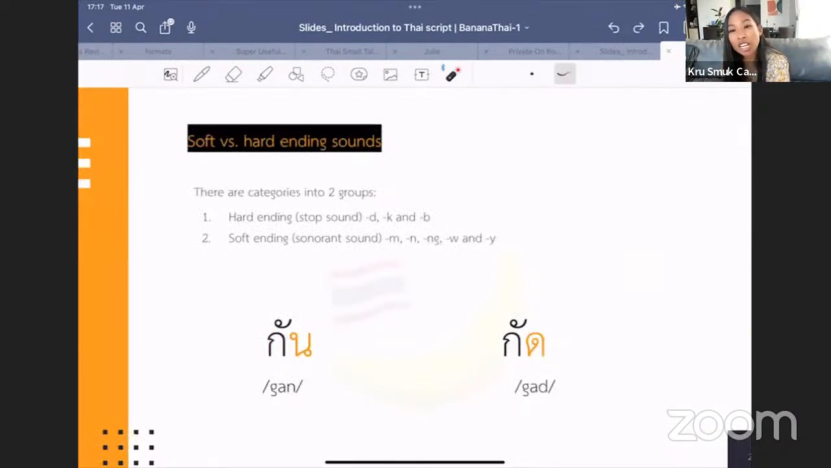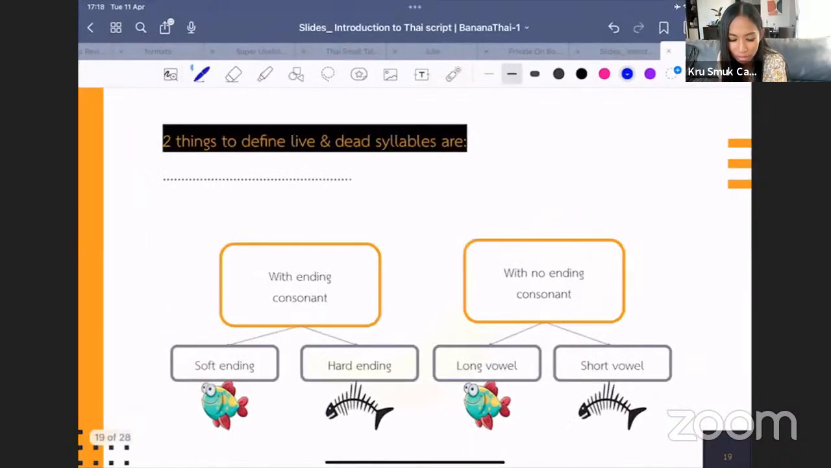This one is soft and hard ending. I explain to you very quickly, maybe not go through all of this, but what I mean by that is, n is a soft ending because the sound goes on. It's not stopped, it can go on, close very slowly, like gan. We call it soft ending. But hard ending is, for example, this one, got, or like the Thai currency, baht, the sound just closes. So we call it soft and hard. And the soft and hard later on define whether it's live or dead.